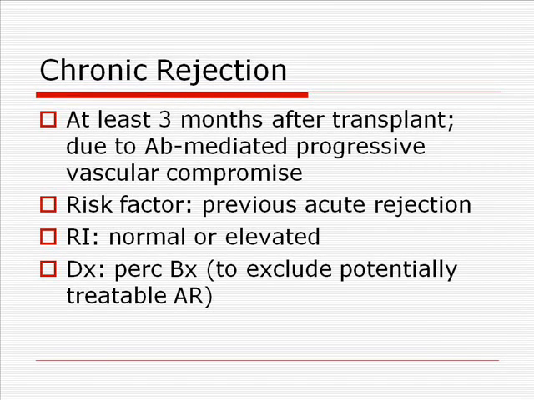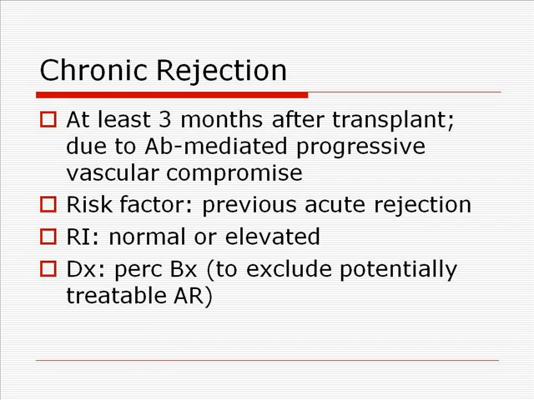Chronic rejection begins at least 3 months after transplantation, and diagnosis is usually by biopsy showing graft artery or arterial proliferation, interstitial cellular infiltration or fibrosis, tubular atrophy, or glomerular changes. The number one risk factor for chronic rejection is a previous episode of acute rejection, and there's no real effective treatment, so prevention is paramount.